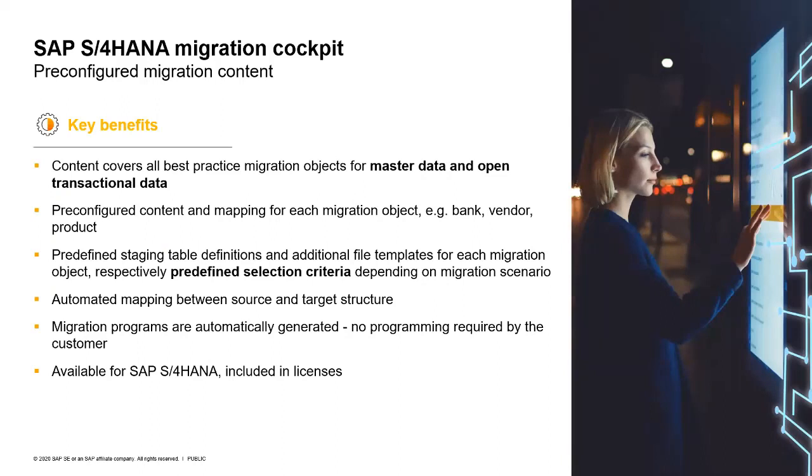What are the key benefits? First of all, as was said, the migration cockpit comes with pre-configured migration content, and the content covers all the best practice migration objects for master data and open transactional data. You receive the pre-configured content and mapping for each migration object. For example, we have the migration objects bank, vendor, product, etc. There are predefined staging table definitions and additional file templates for each migration object, and of course, predefined selection criteria dependent on your migration scenario.